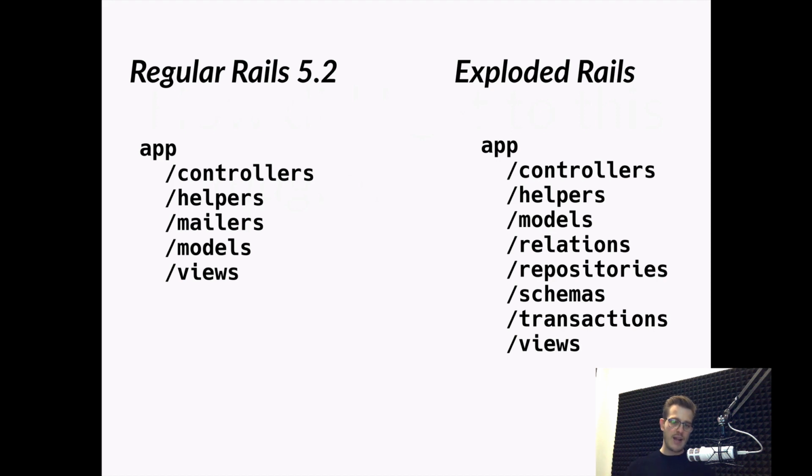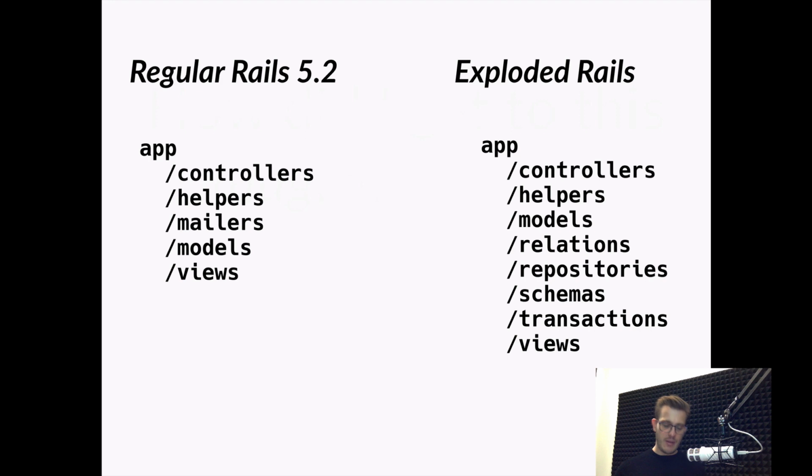You make them look at the right-hand side, they're going to tell you that looks like a Rails application. It's close enough, but it's not quite a Rails application. So I've got a couple of new directories in there that I want to run through. I've got relations, I've got repositories, I've got schemas, and I've got transactions. What on earth are all these new directories I'm adding, and what benefits could they possibly have?